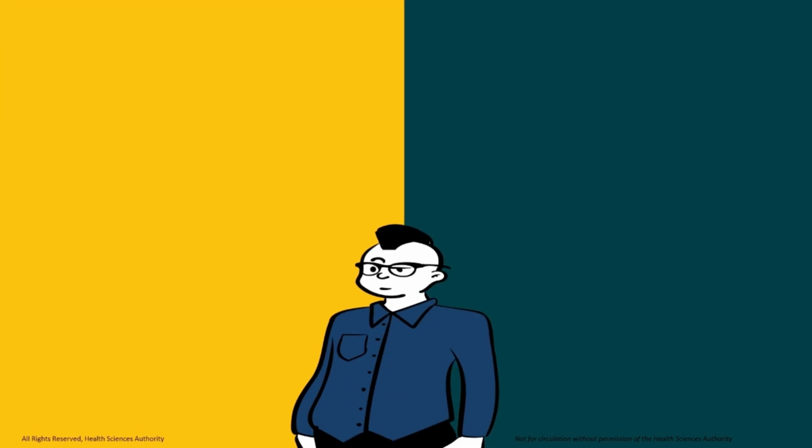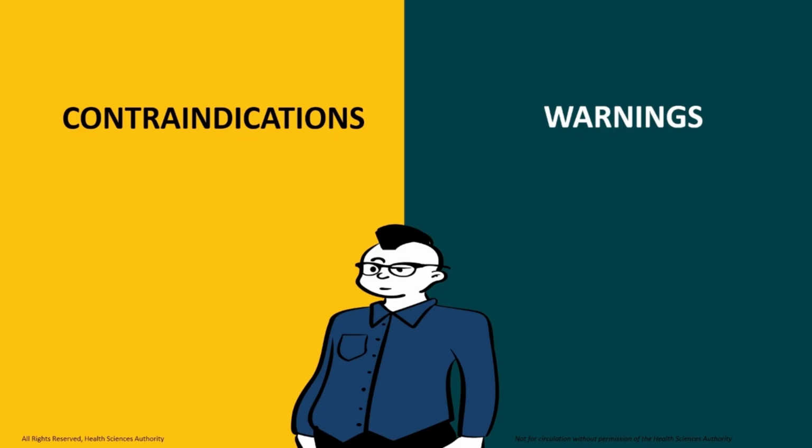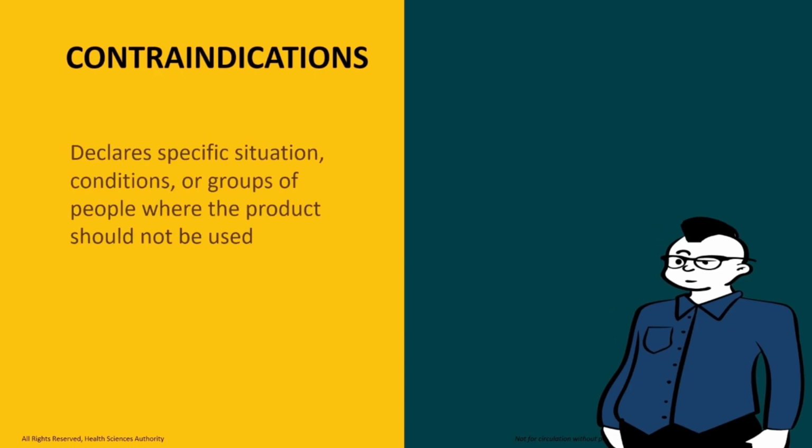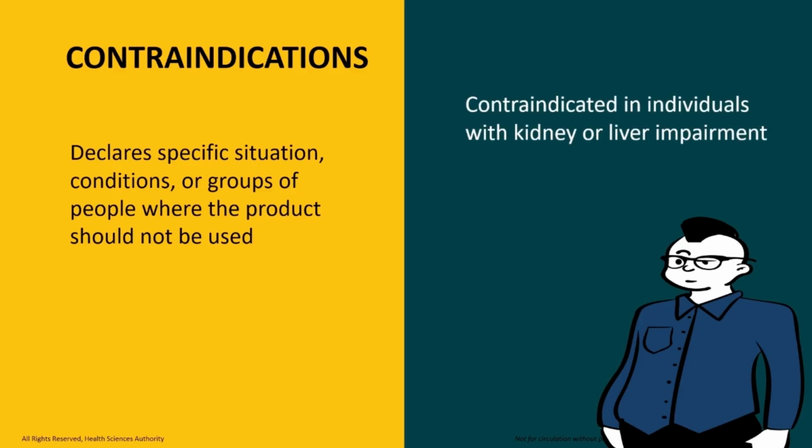In addition, some products may pose risks to certain individuals or require special precautions during use. These products may include contraindications or warnings on their labels to ensure consumer safety and informed decision-making. Contraindications identify the specific situations, conditions, or groups of people where the product should not be used due to safety risk. For example, the product may be contraindicated in pregnant women or lactating mothers, or individuals with kidney or liver impairment. In such cases, the product should be labeled with the contraindication accordingly.